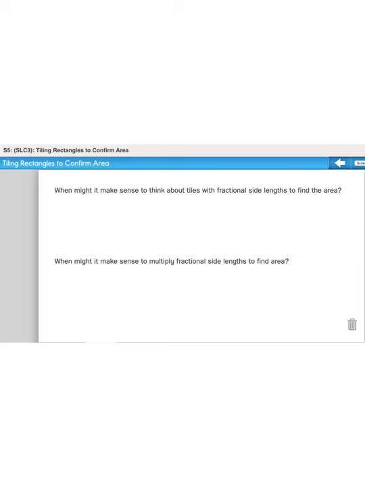So, when might it make sense to think about tiles with fractional side lengths to find the area? Well, one answer would be that in real-world situations, sometimes it's easier to work with whole tiles or when we know the size of the tiles. So when might it make sense to multiply fractional side lengths to find the area? That would be when we just need to know the area in square units. So multiplying a rectangle's side lengths and tiling a rectangle with squares of fractional side lengths give the same result. Both of these are strategies for finding area.